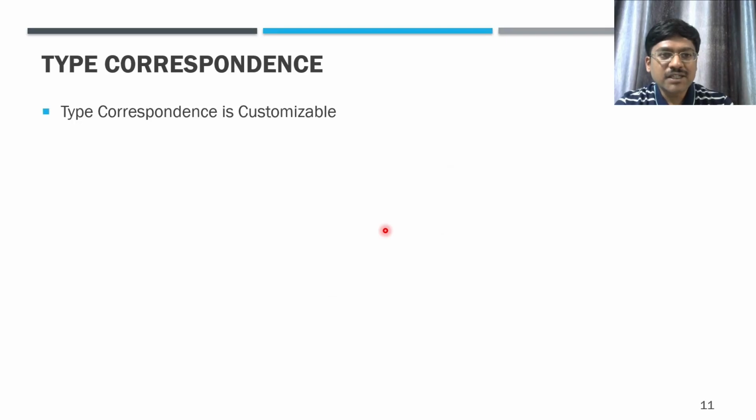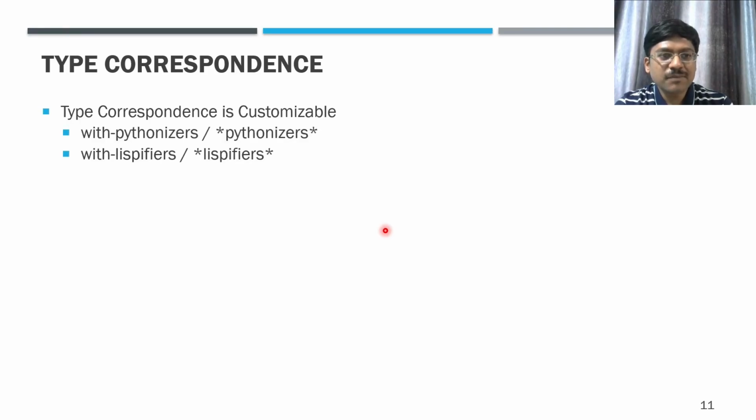But different applications may have different needs. So the same type correspondence need not suit all. So type correspondence is customizable. So there are macros and variables with Pythonizers and Lispifiers, which can help to customize how the type translation takes place.